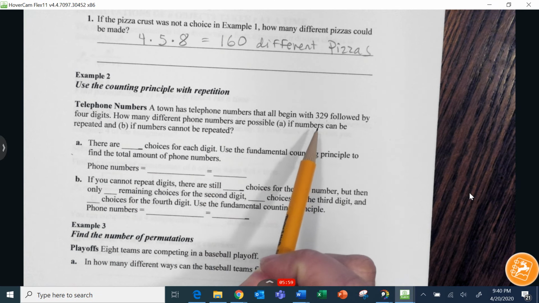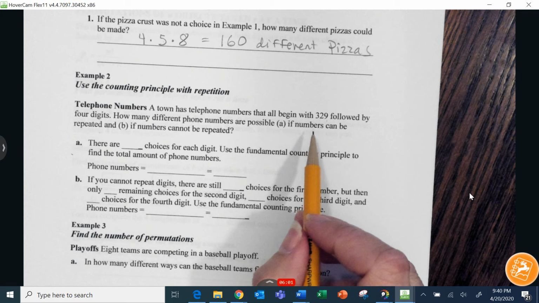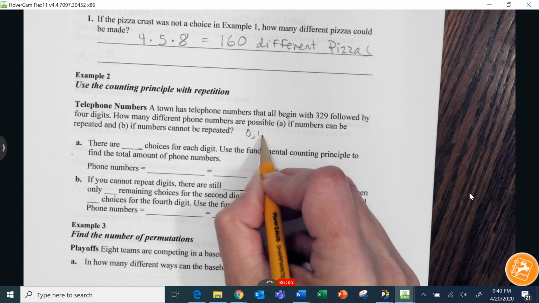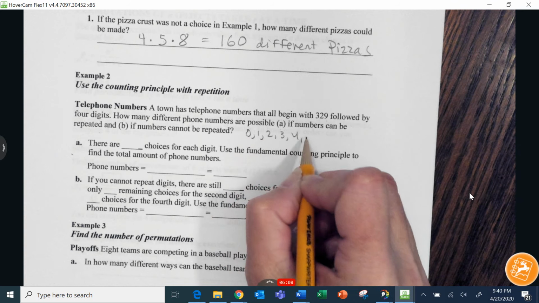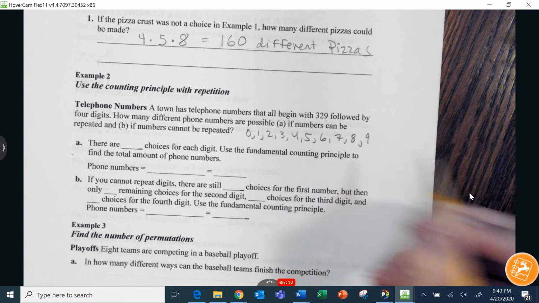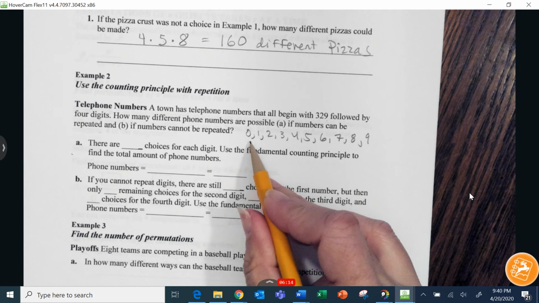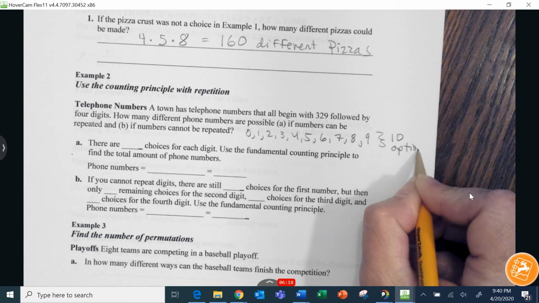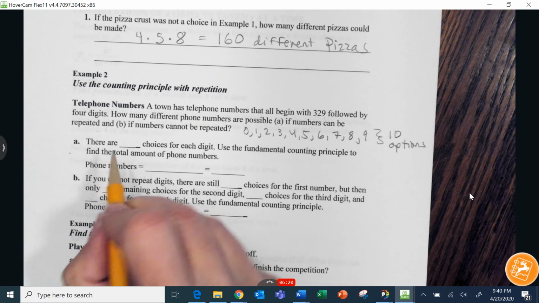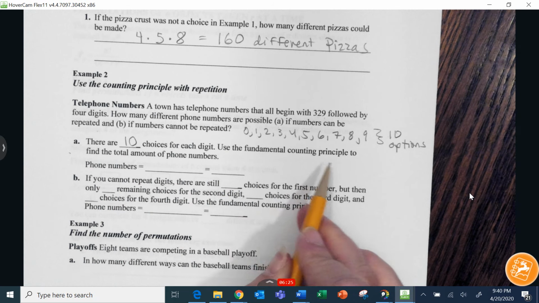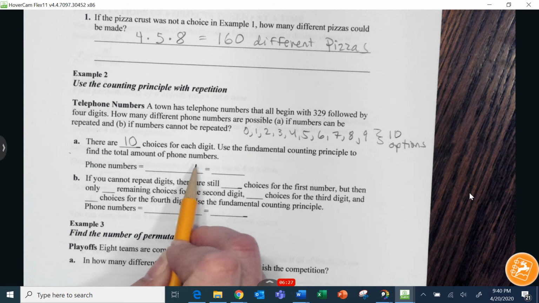So for question A, let's see, how many digits could we use? The digits are 0, 1, 2, 3, 4, 5, 6, 7, 8, 9. You can't use 10, but we could use 0. So there are 10 different options. So we're saying that there are 10 choices for each digit. We're going to use the fundamental counting principle to find the total number of phone numbers.